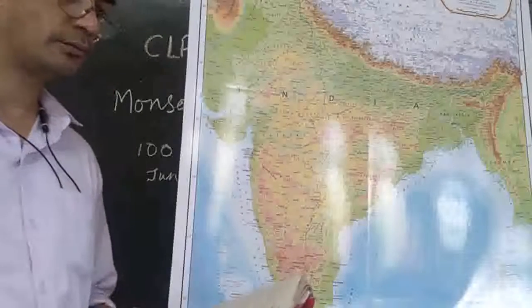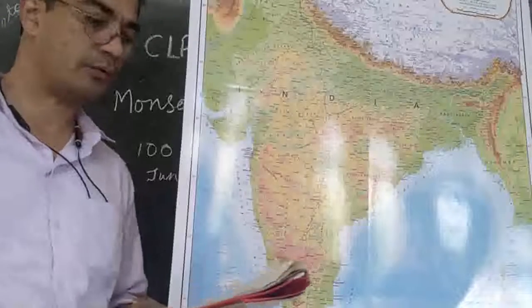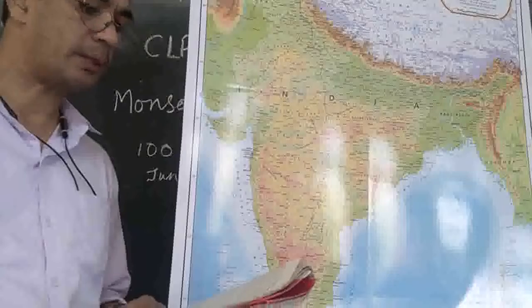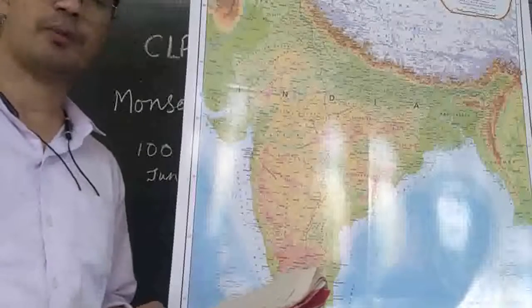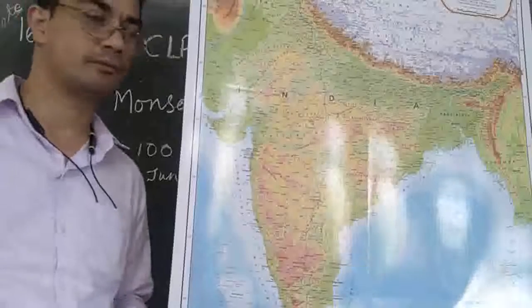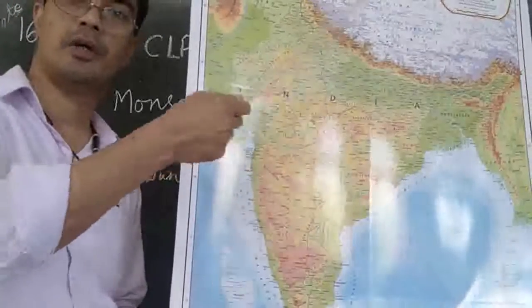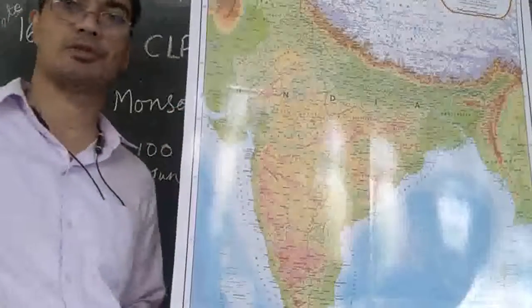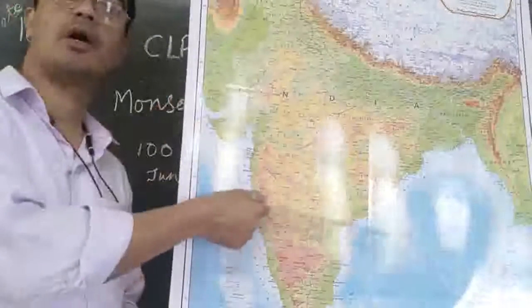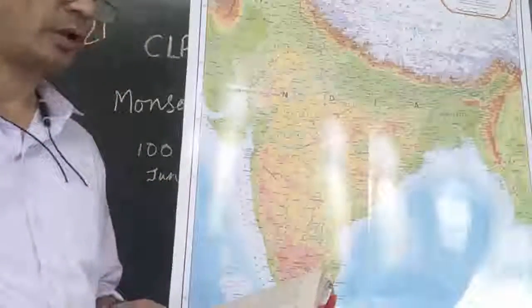Then by mid-October, by October half, it withdraws completely from the northern half of the peninsula. So by the time October half, almost half of India, the northern part of India, will already be deprived of this monsoon. The monsoon will be coming down, crossing down from this northern side of India.